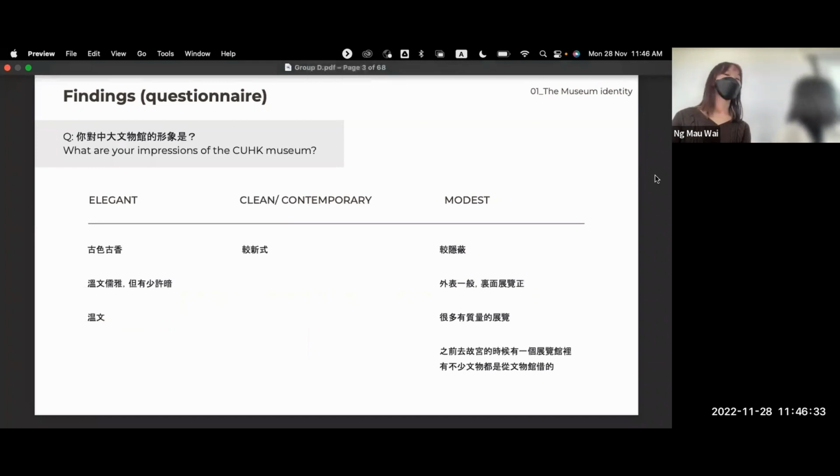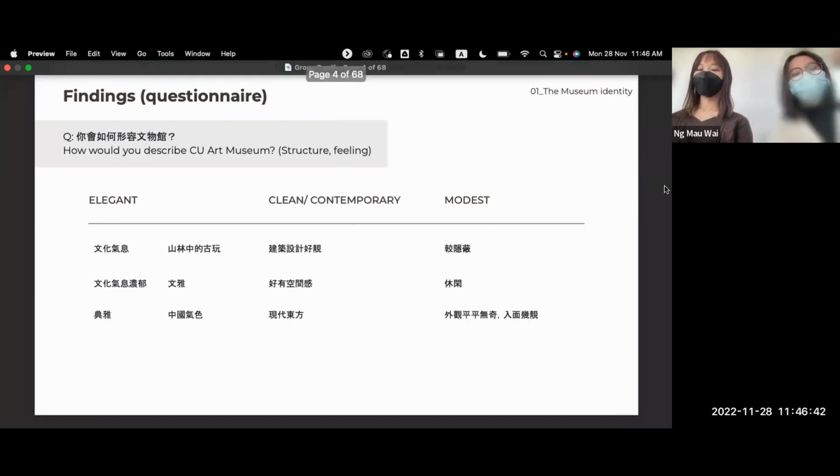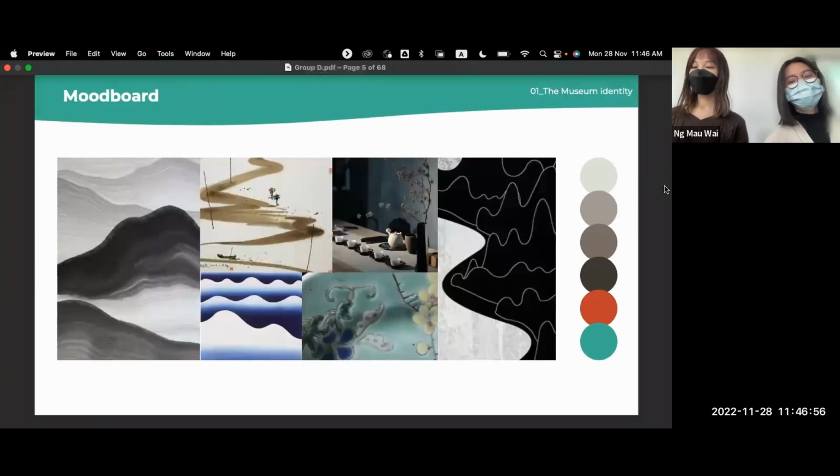And in the quantitative part, we sent out our questionnaire to CUHK students to find out their impressions and what they feel about the art museum. We had some responses and replies that we separated into three attributes: elegant, keen, and contemporary and modern. These three attributes determine our brand's tone and manner.